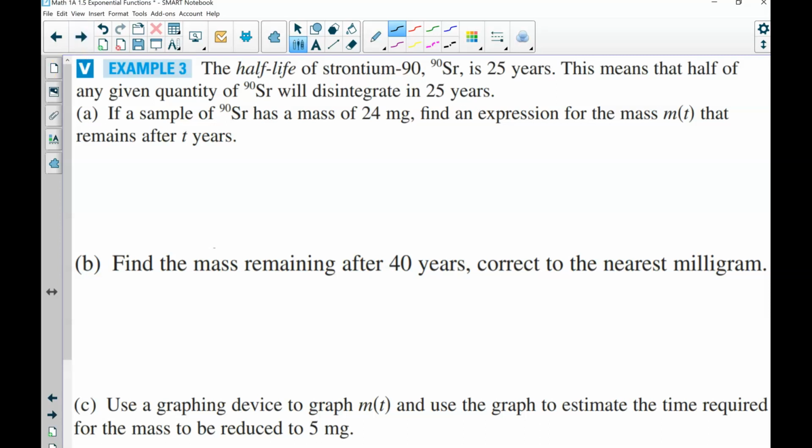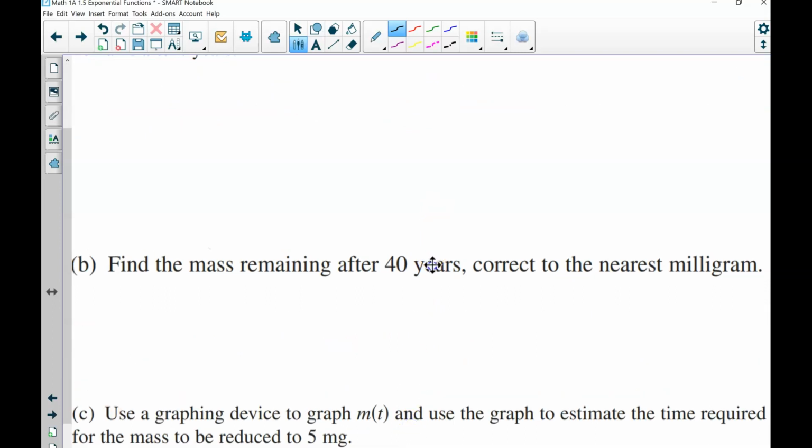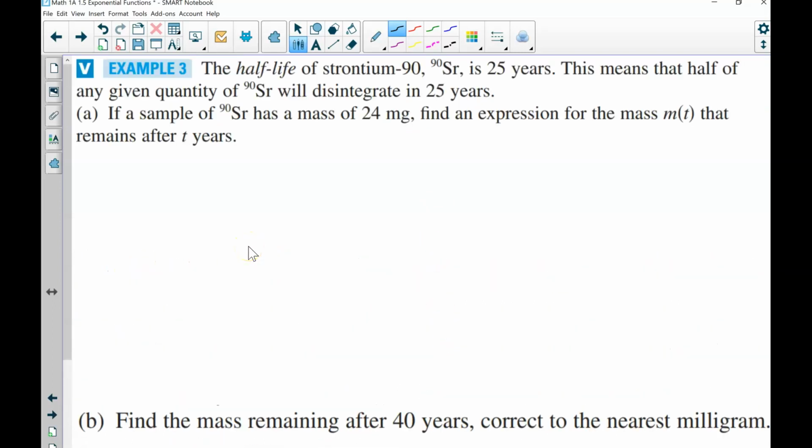Now, the half-life of strontium-90 is 25 years. This means that half of any given quantity of strontium-90 will disintegrate in 25 years. So we want to answer the first part of this question. It says that if a sample of strontium-90 has a mass of 24 milligrams, find an expression for the mass m of t that remains after t years.